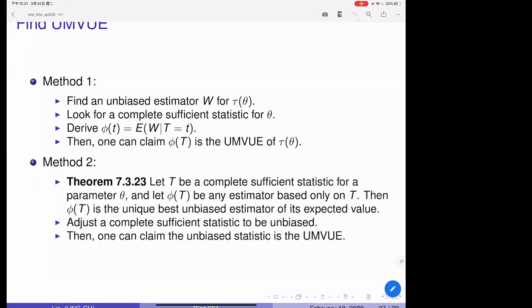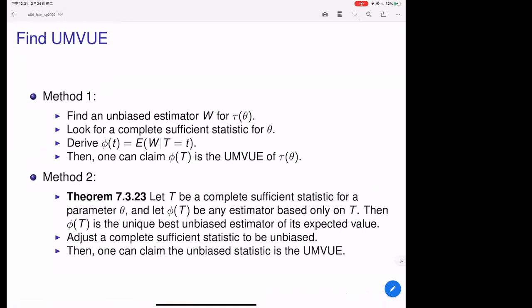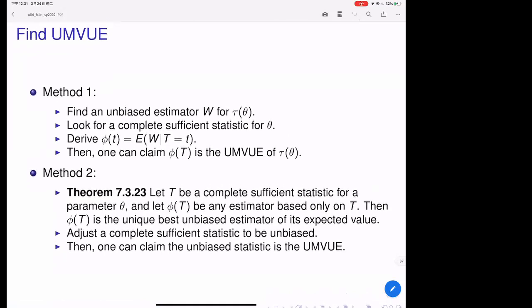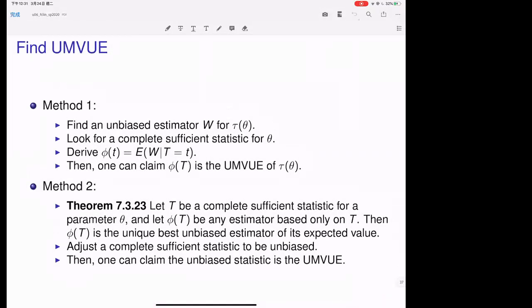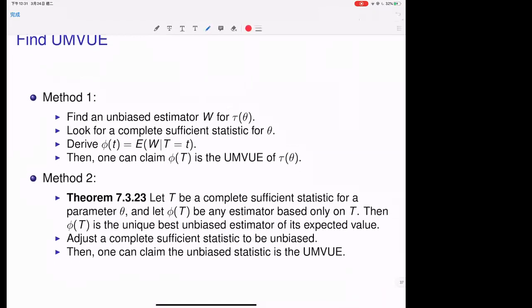Okay, so we ended up here with the UMVUE. I think there are only two methods right now for us to find the UMVUE. The first method is that you find an unbiased estimator first, any unbiased estimator W for tau theta. If you remember, I told you that this unbiased estimator could be lousy, could be anything, very easy estimators as long as it's unbiased.